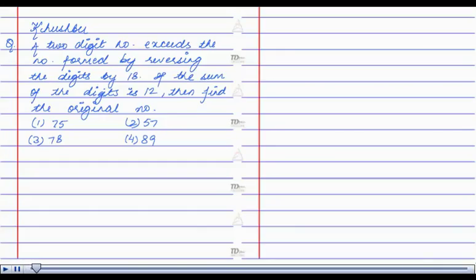Hello, I'm Khushbu. The question is, a two-digit number exceeds the number formed by reversing the digits by 18. If the sum of the digits is 12, then find the original number.